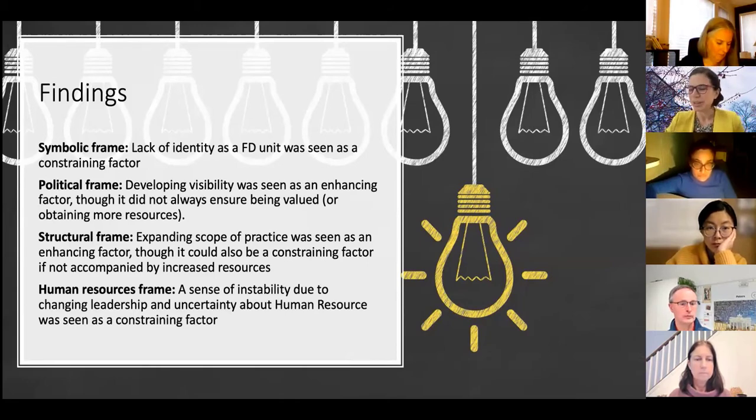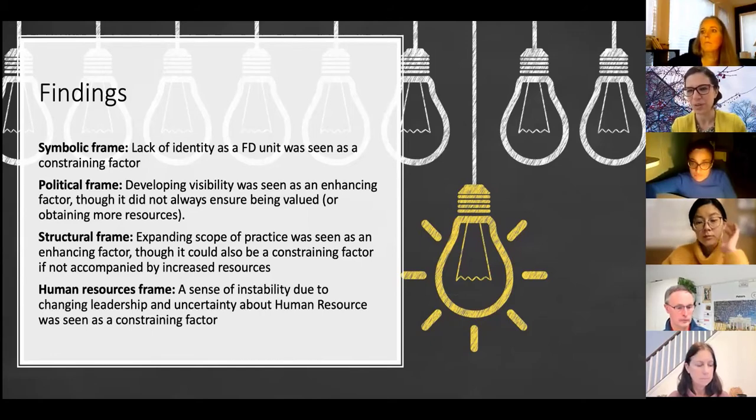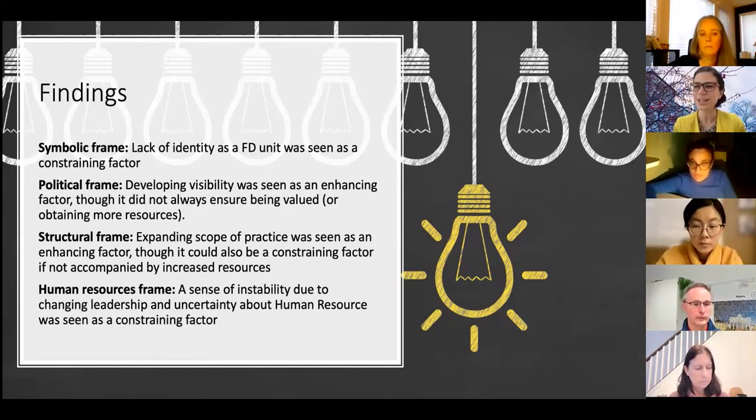However, where it really could be a constraining factor and can become quite difficult is if that expansion in scope is not associated with increased resources. So if there are no extra or additional resources put in to acknowledge all the additional work that is being done, then that could really limit both what can be done by faculty development units, but also the depth as to how we go about our current programming and initiatives.